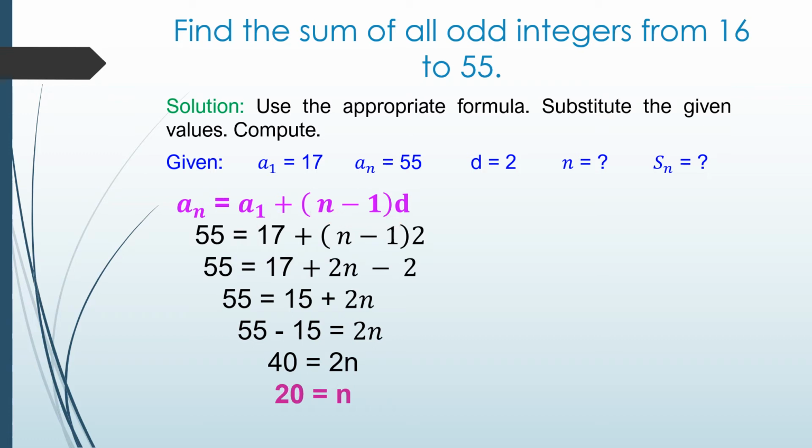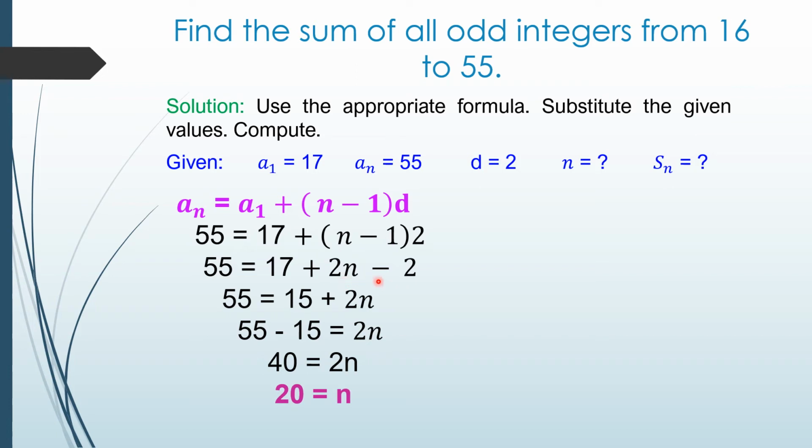Substitute na natin ang given. For a sub n, we have 55. For first term, we have 17. Ang n natin ay hindi given, kaya kokopyahin lamang natin. At ang common difference ay 2. I-simplify na natin ang equation. So we have 55 equals 17 plus 2n minus 2.